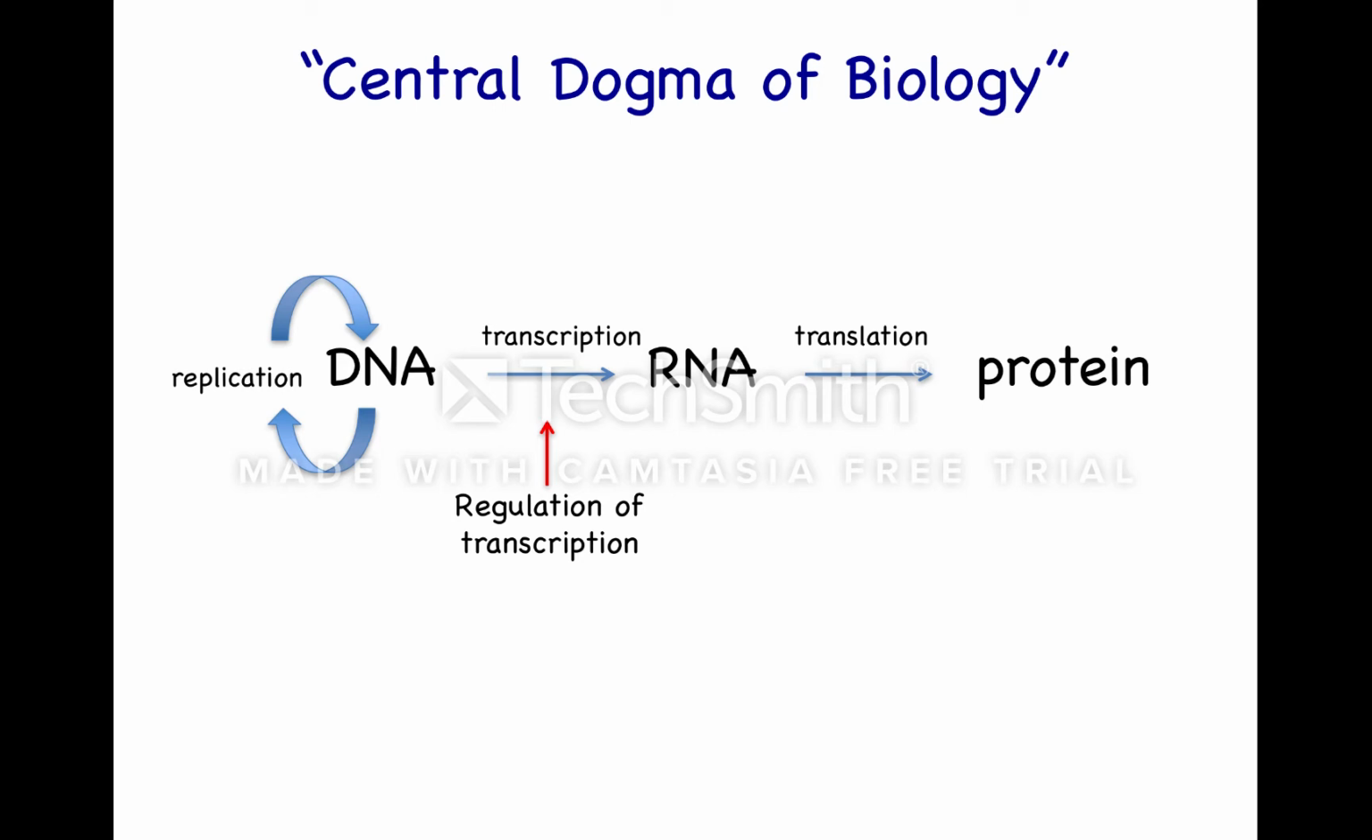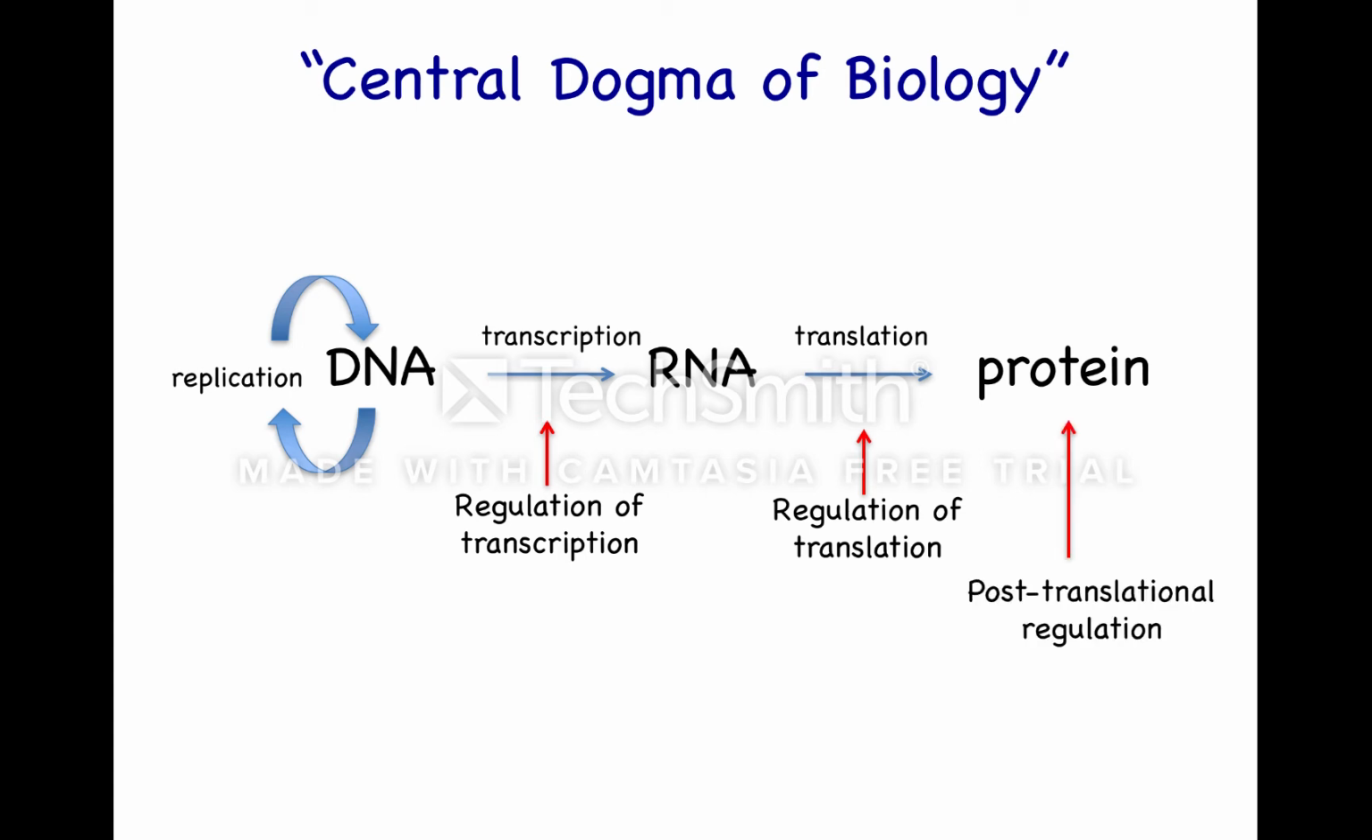In addition to controlling transcription rates, cells can also control how quickly this messenger RNA is translated into protein. So this is, of course, regulation of the translation step. In addition to controlling those two processes, there are also ways that the cell can put modifications on this final protein in order to modify its activity or its stability. And those types of regulations are called post-translational regulation.